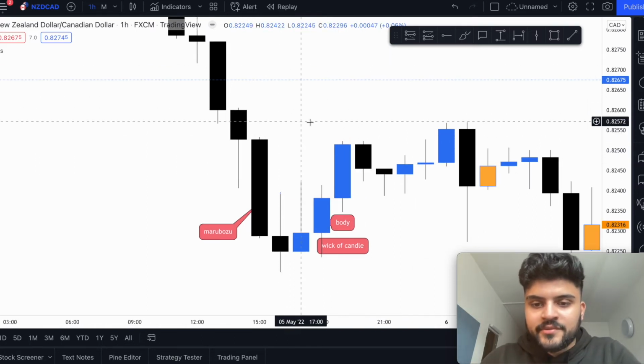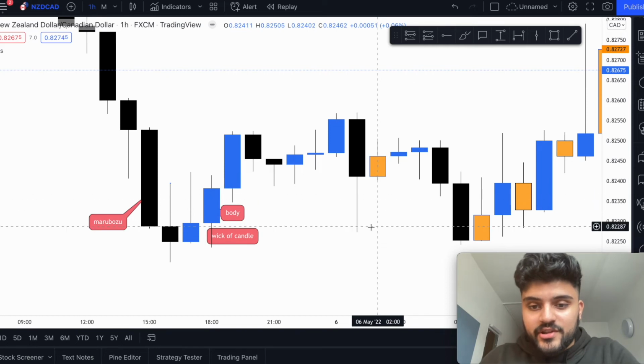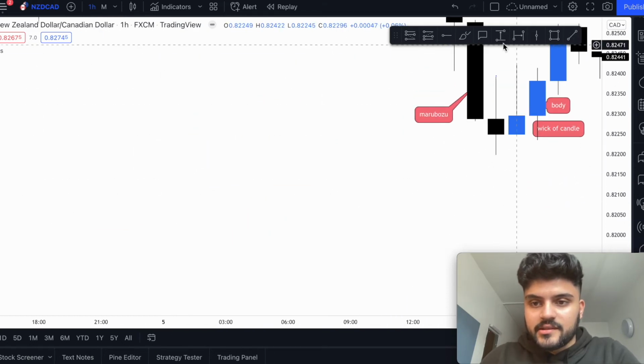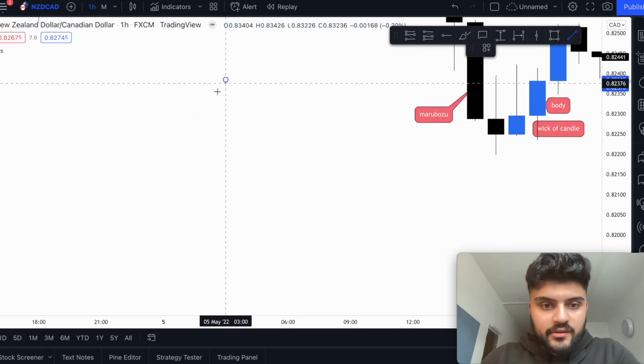So that's a marubozu. Then what we also have is a doji candle. And a doji candle looks like this. Got a trend line.